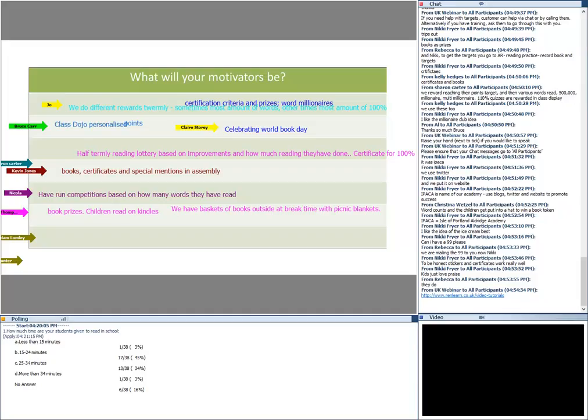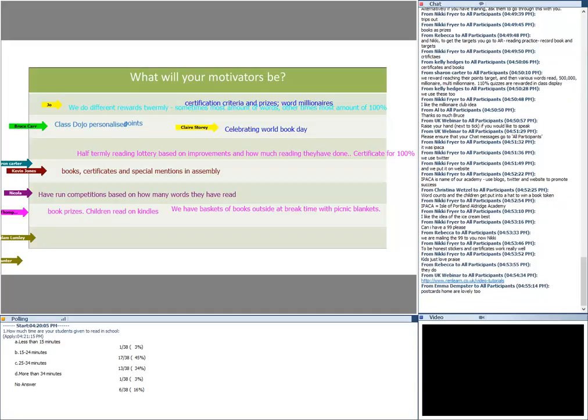Also, thank you very much for sharing your ideas. I think they're all brilliant. I've also got to say Karen's idea of having a basket of books outside at break time with picnic blankets, I think I'd rather like to have that in the office.